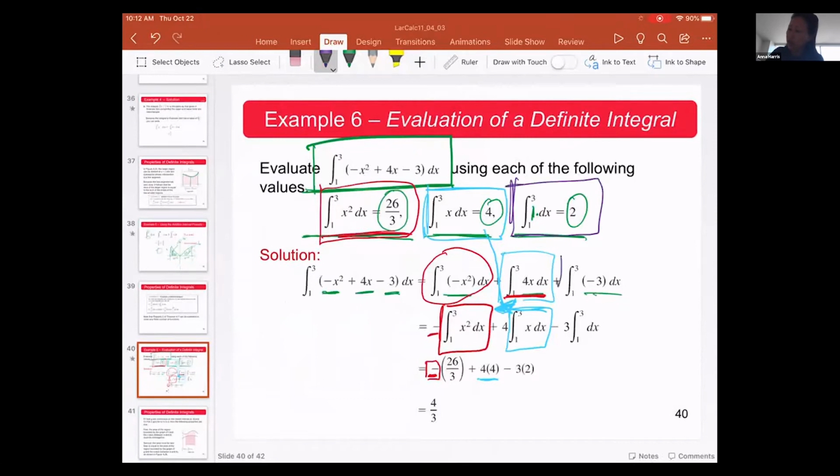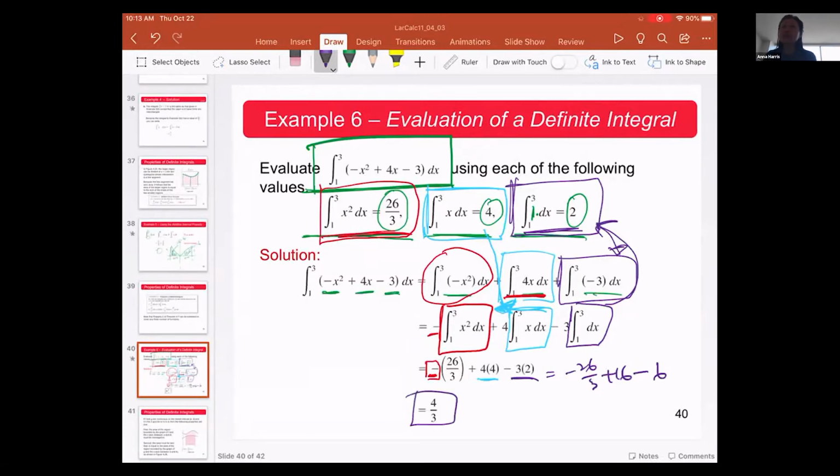Next one, this and this, we're going to use that information. -3, I can rewrite as -3 in front, and I have exactly the same thing as that. So this gives you 2. So 2 times -3, you have that. When you multiply them out, you get -26 over 3 plus 16 minus 6, which gives you 4/3. So the area of this is equal to 4/3. Okay, so you have a homework problem where you need to apply this information.